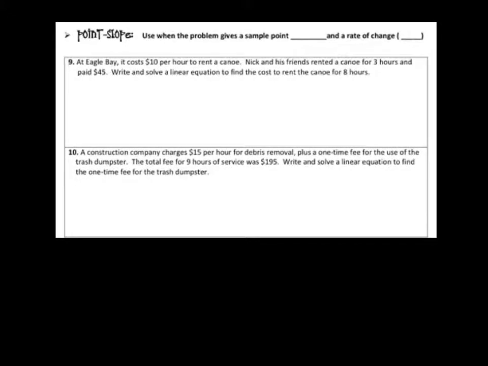This is day 2 of your linear equation word problem practice. Yesterday we talked about word problems where it was best to use slope-intercept form or standard form in order to solve them. And today we're going to talk about point-slope form. So remember, point-slope form is y minus y1 equals m times x minus x1. So that's our formula that we would use if we were using point slope.